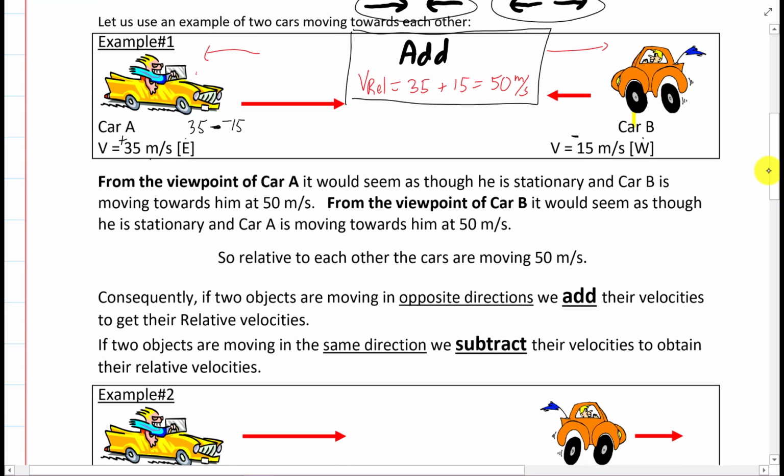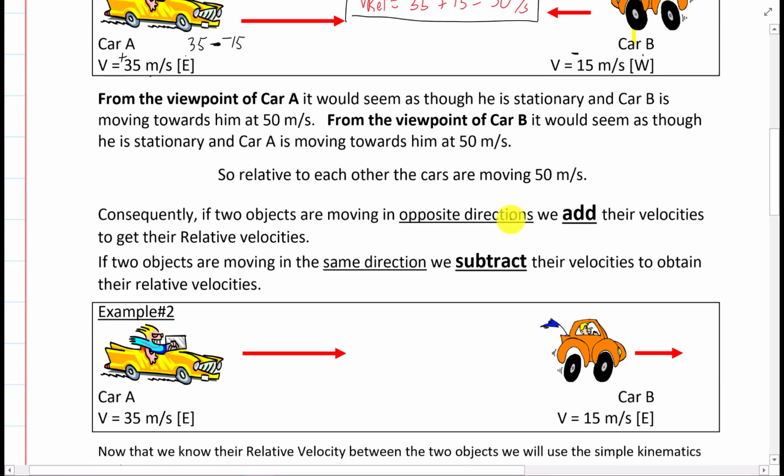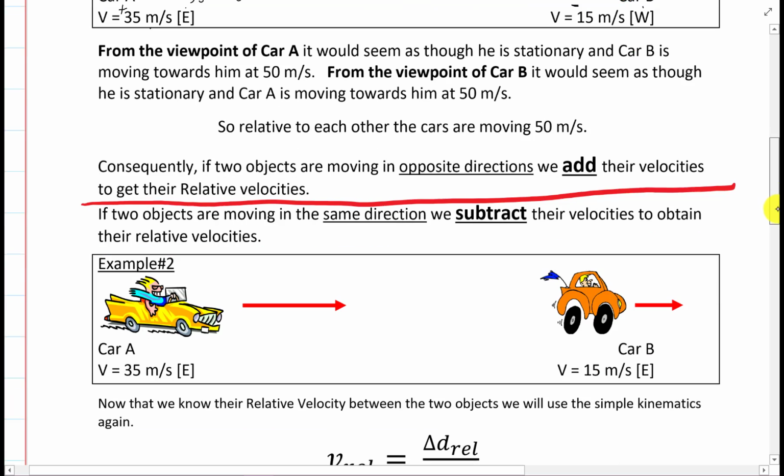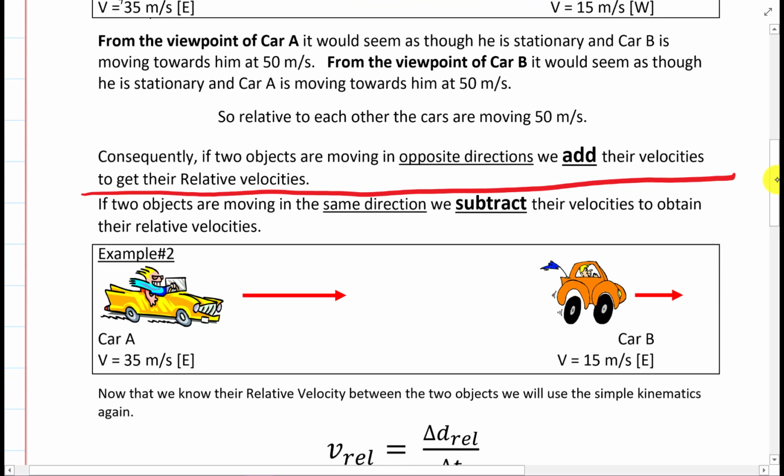Okay, so from the viewpoint of car B, it would seem as if car A is moving towards him at 50 meters per second. So the relative velocity is 50 meters per second. And it's just confirming here that if it's opposite direction, we add their velocities. Just draw a nice line here because we're now changing suit. We're going to the opposite side. If the two objects are moving in the same direction, we actually subtract their velocities.